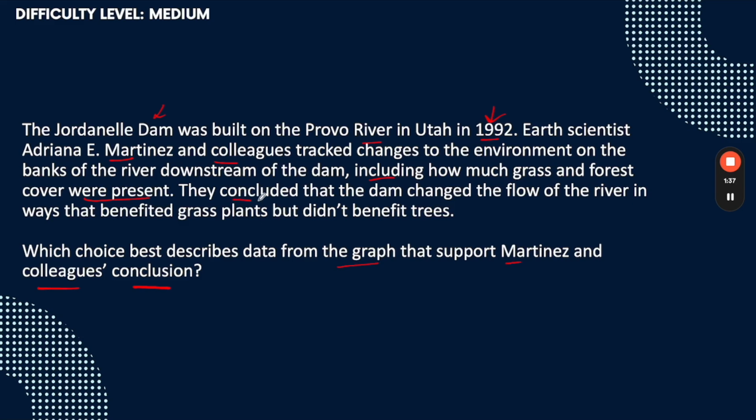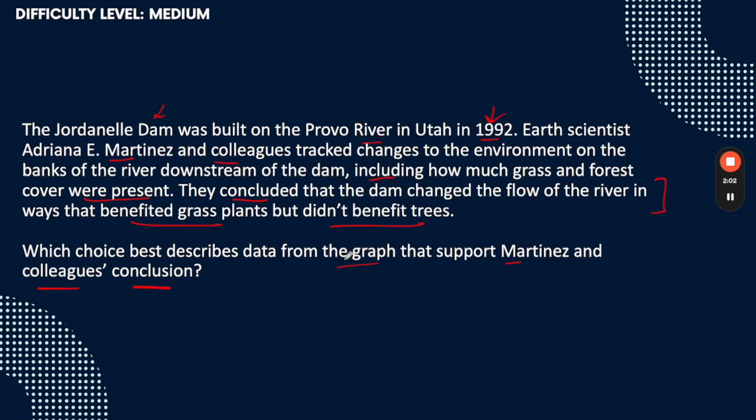Lastly, they concluded, and this is what we need to support, so let's give more attention to this, that the dam changed the flow of the river in ways that benefited grass plants but didn't benefit trees. So what happened because of the dam? The dam changed the flow of the river, right? And because of this change, what happened ultimately? It benefited the grass plants.